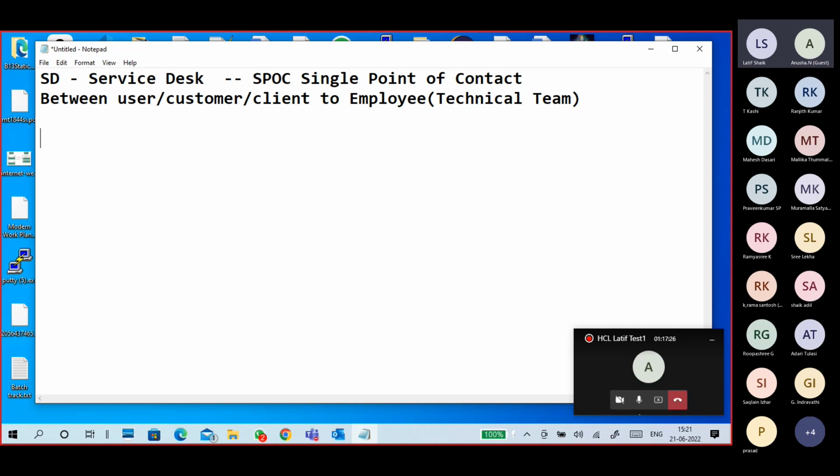I told the entire story of it. But what knowledge should we have as a service desk candidate? We need basic knowledge on everything.